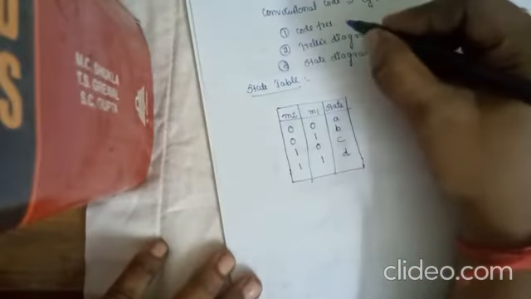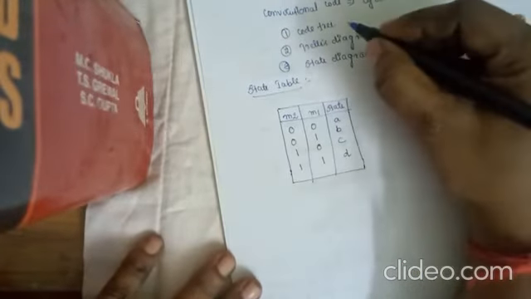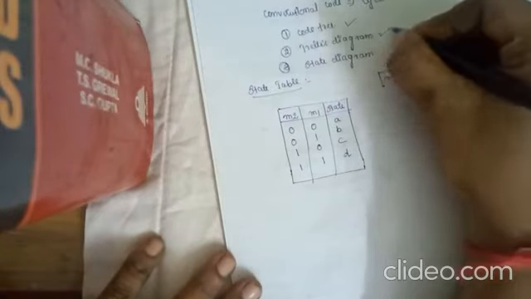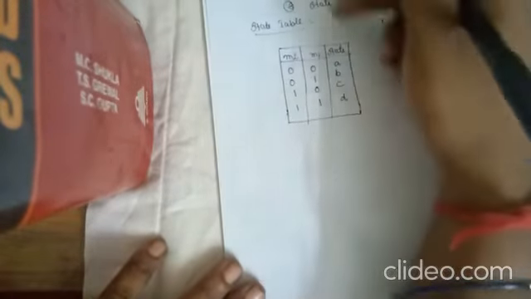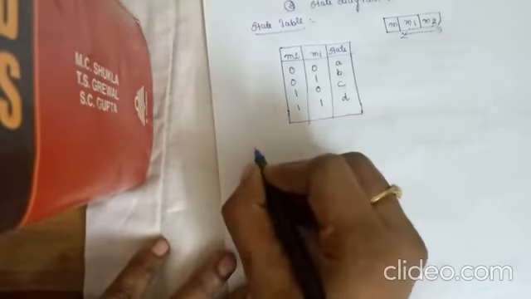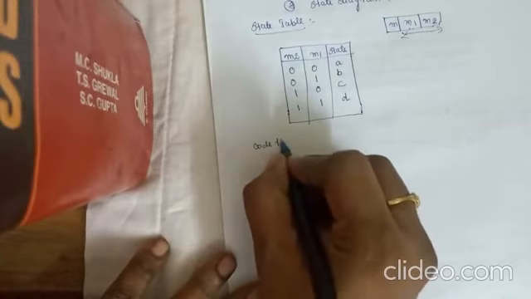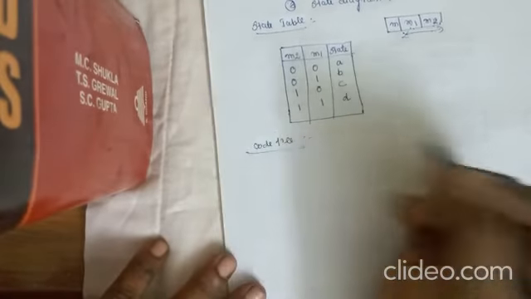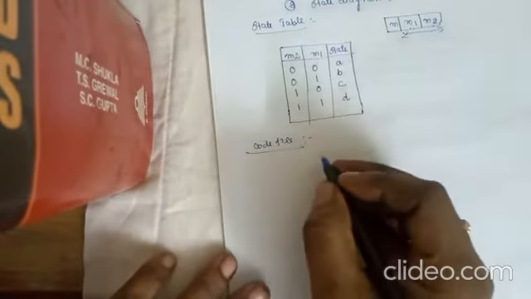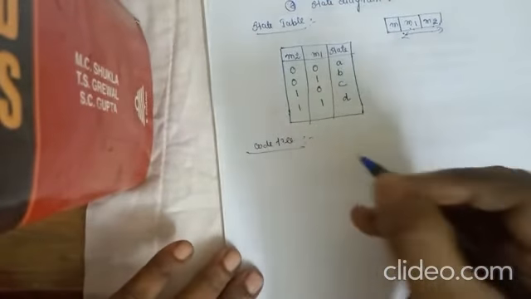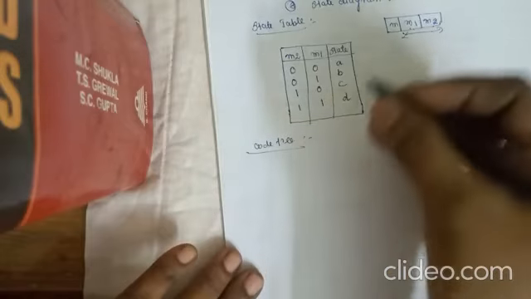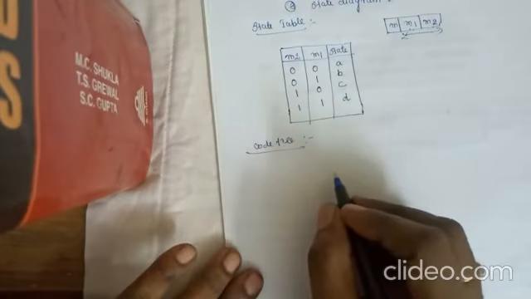As I said earlier, we can represent the convolutional code in three ways. One is a code tree, another is a trellis diagram, and another is a state diagram. The basic part of all these three is the state table. So now let us see how to draw the code tree. The code tree contains a constraint length, where we will be using a tree representation.